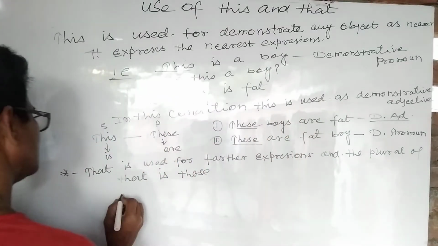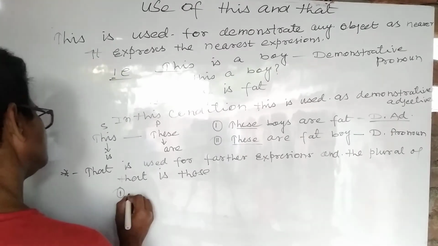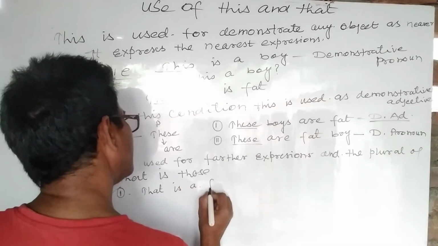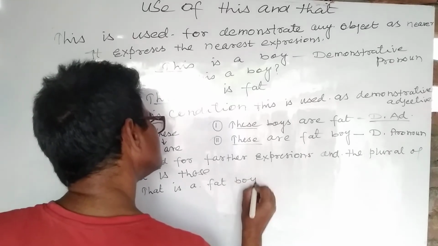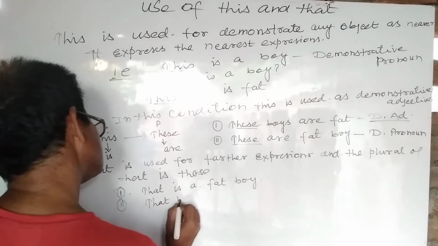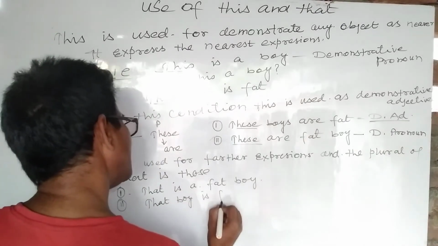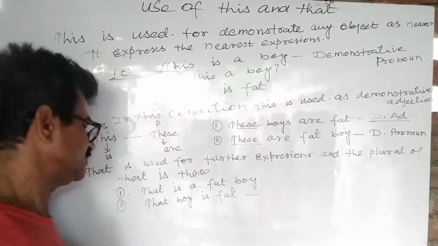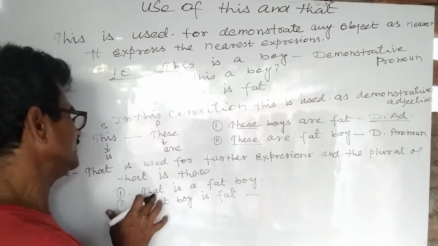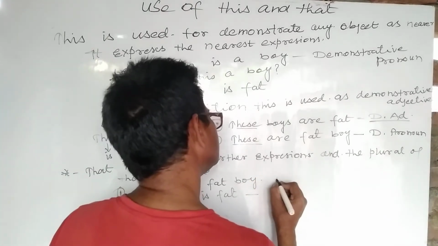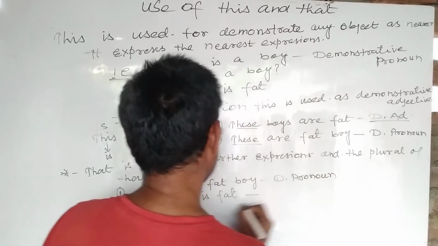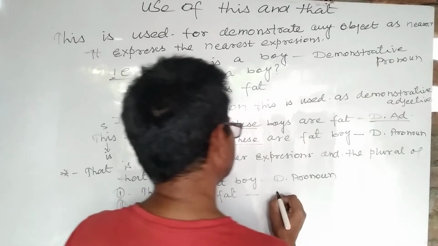Now here is an example for that. That is a fat boy. Second, that boy is fat. Students, easily you can understand the matter I have written here. Now first, that is the demonstrative pronoun. But now here, that is a demonstrative adjective.